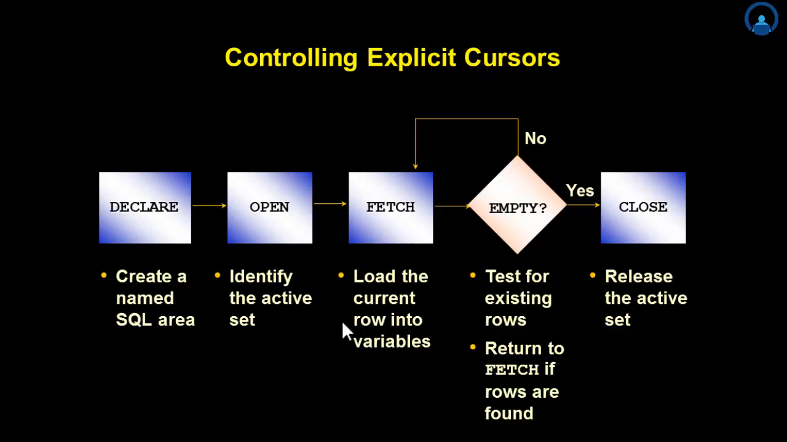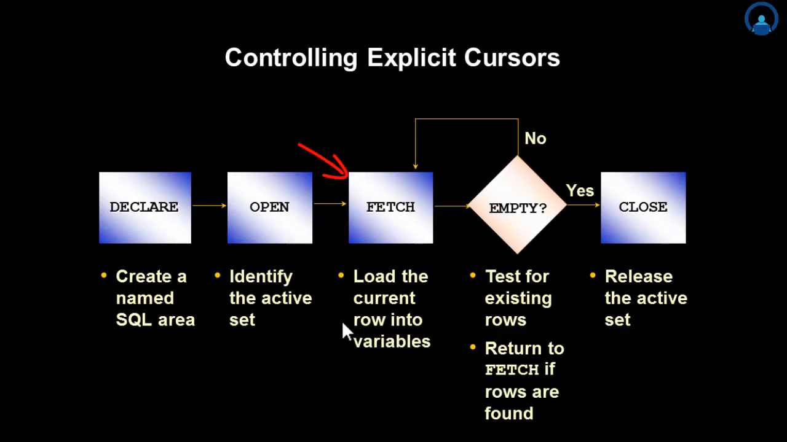Let's come to controlling explicit cursors. Now that you have a conceptual understanding of cursors, review the steps to use them. The syntax for each step can be found in the following pages. First is declare the cursor by naming it and defining the structure of the query to be performed within it. Second, open the cursor. The open statement executes the query and binds any variables that are referenced. Rows identified by the query are called the active set and are now available for fetching.